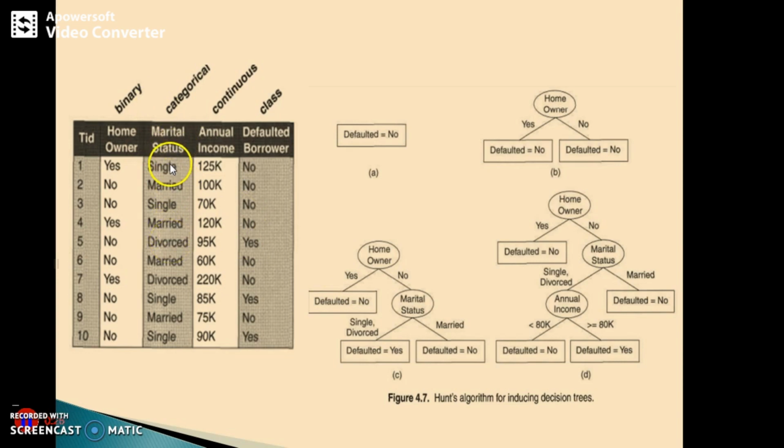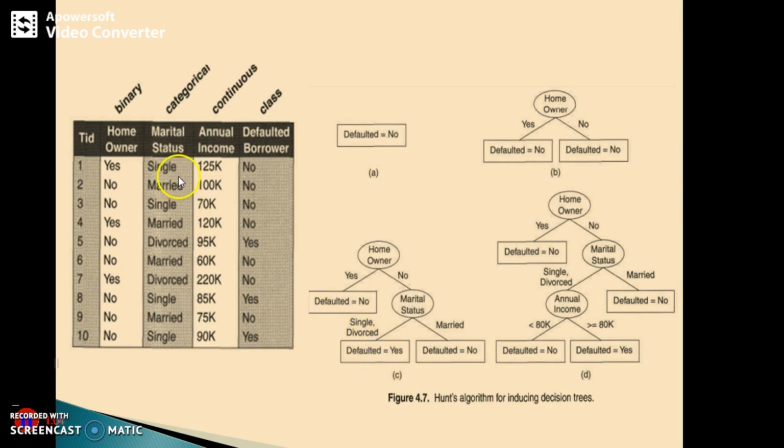Why? Because single has a total of 2 records belonging to no class, and again 2 records belonging to yes class. So this became impure. As well as divorced, you have one record belonging to yes class and the other record belonging to no class. So both are impure. So we have clubbed that into one, and here we have added a class label, or we have added the leaf node as defaulted is equal to yes. I'll just tell you why this class label defaulted is equal to yes has been added for single divorced instead of class no.